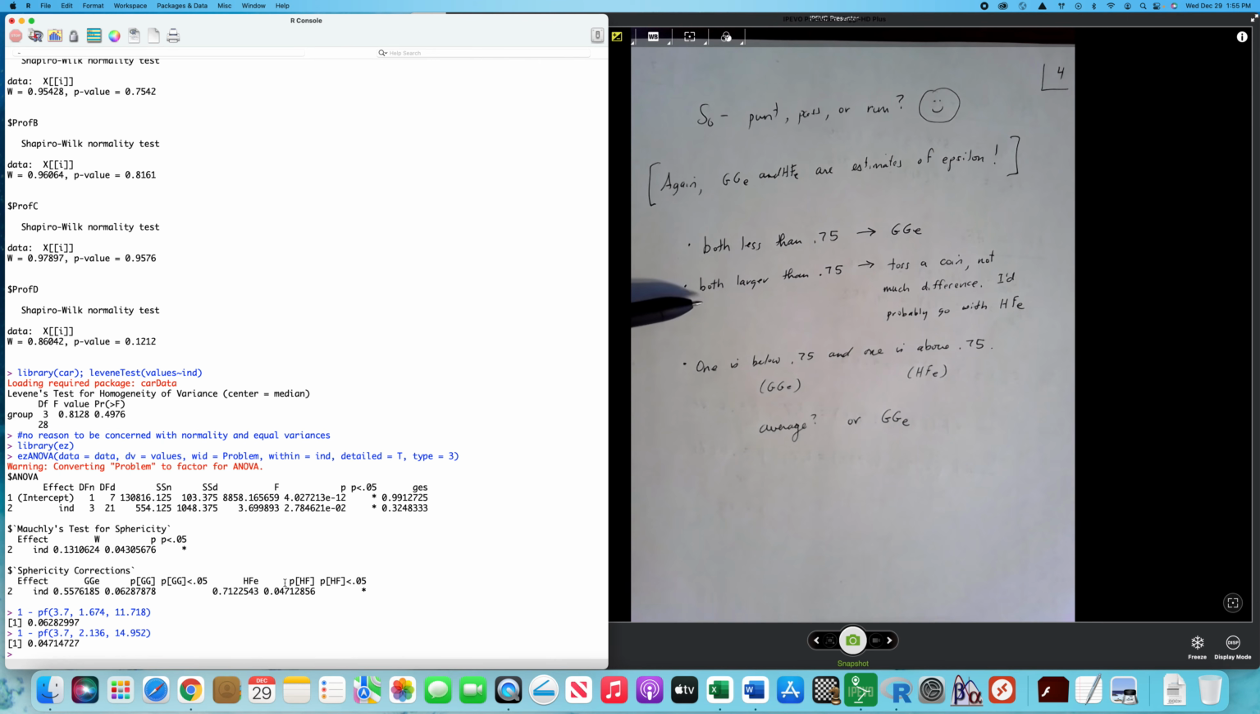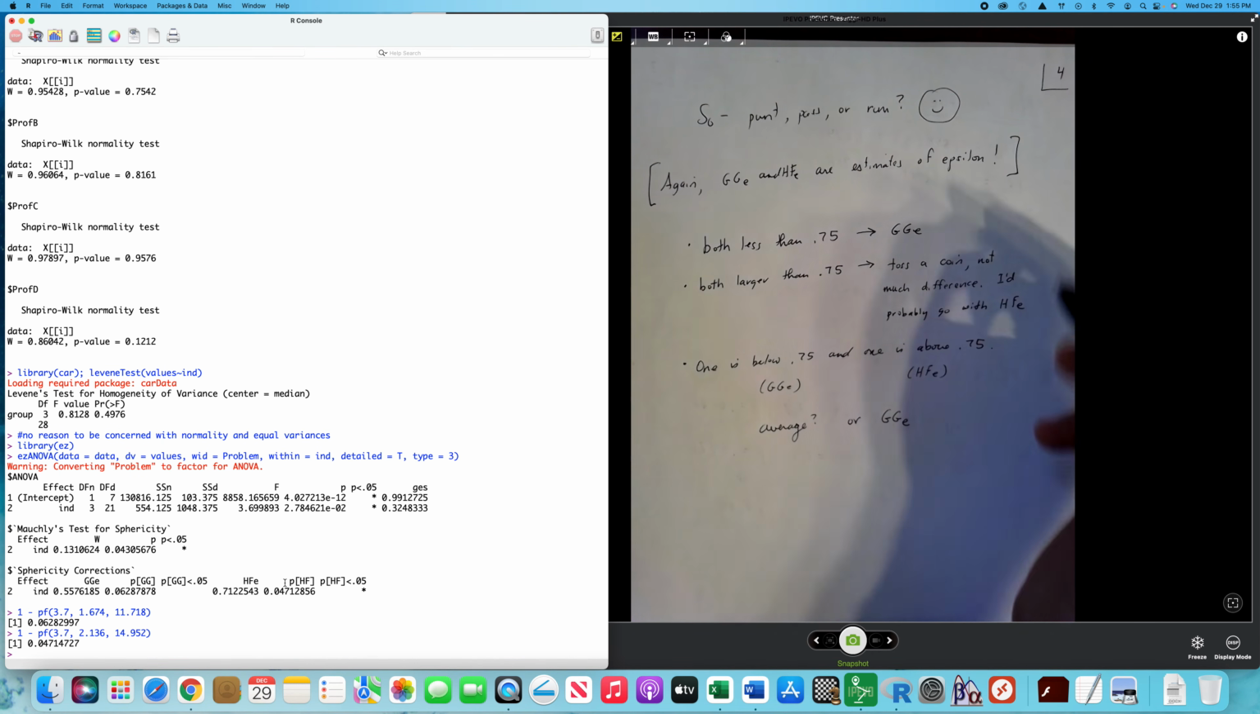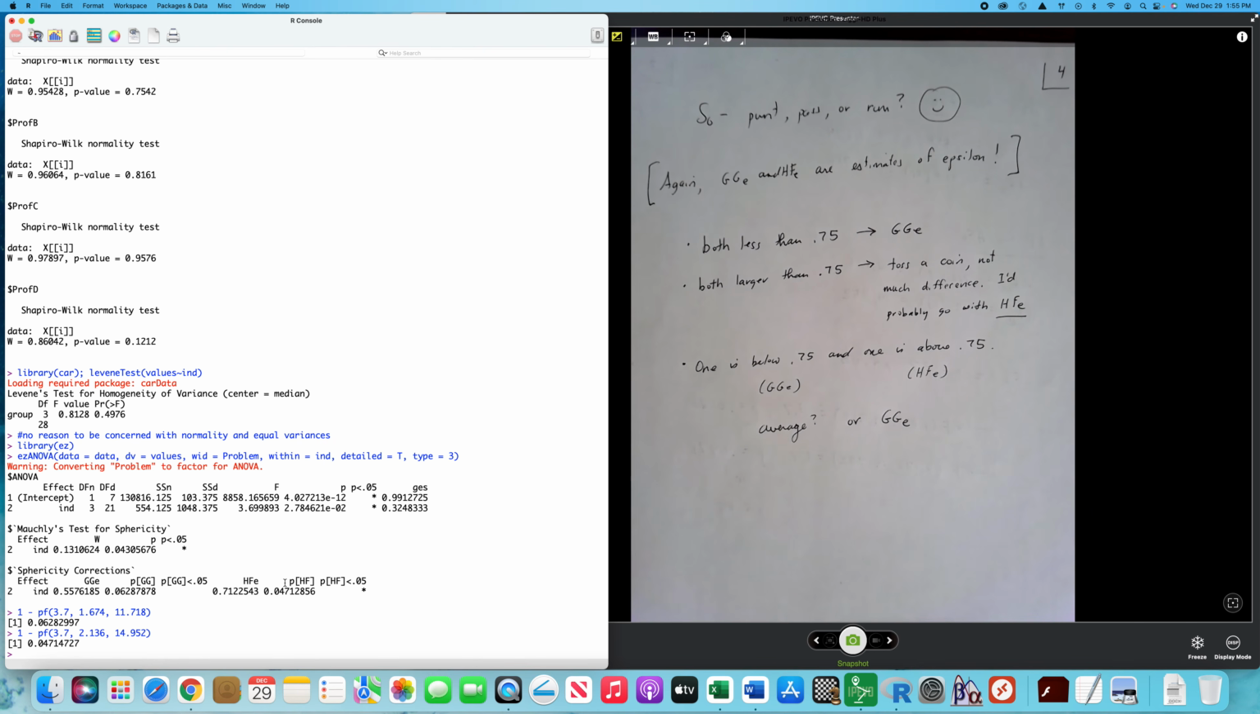So in this case, if both are larger than 0.75, I would probably report the Huynh-Feldt. I wish I knew how to say that first. Maybe that should be an extra credit question. How do you pronounce that? And obviously I could figure it out, but just use Google, right?